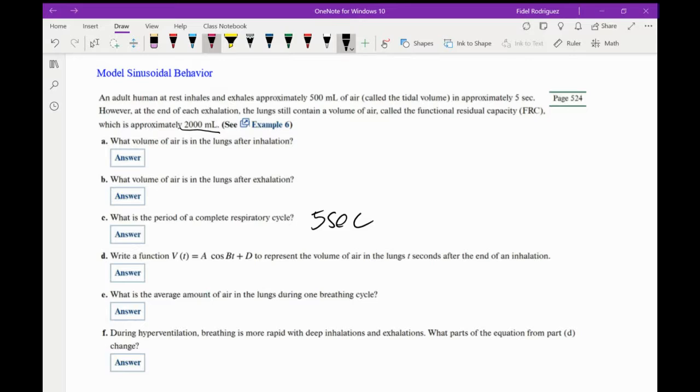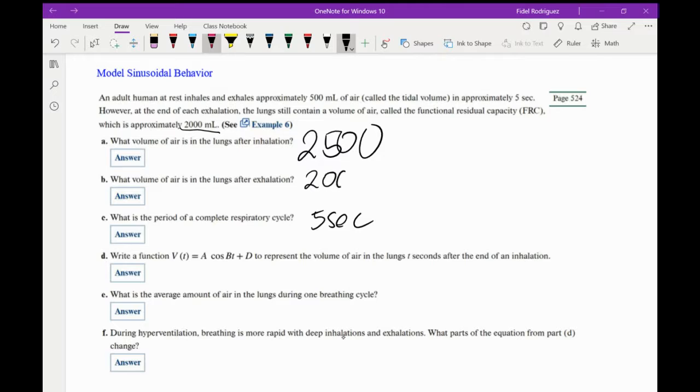I still have 2,000 milliliters. Now I'm going to inhale. How much air am I inhaling? 500. So how much do I have when I inhale? 2,500. Okay, so right here, we're going to put now 2,500. How much volume of air do we have after we breathe it out?